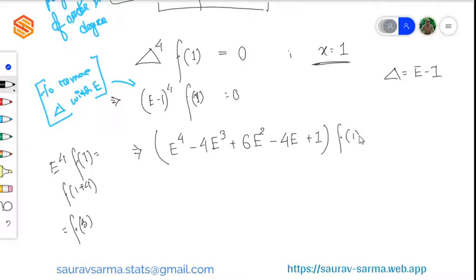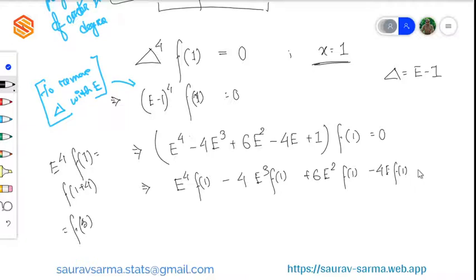Now, multiplied with f of 1 is equal to 0. So now what will we do? E to the power 4 f of 1, basically we are multiplying f of 1 with each term, minus 4 times E cube f of 1 plus 6 times E square f of 1 minus 4 times E f of 1 plus f of 1 is equal to 0.